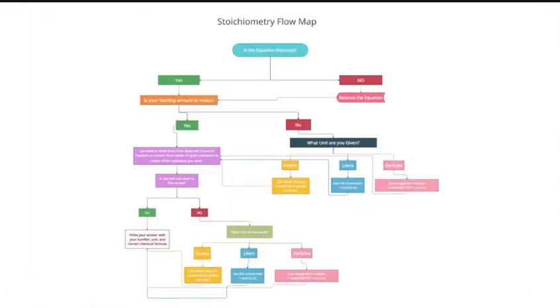Now, here is the stoichiometry flow map. These are the questions you need to ask yourself every single time you're trying to solve a stoichiometry problem. First question: is the equation balanced? If it is, then you can go to, is your starting amount in moles? It won't always be in moles. You may be given grams, liters, or particles. So if the starting amount is not in moles, then you have to ask what units you are given.